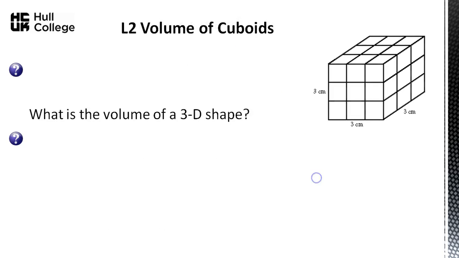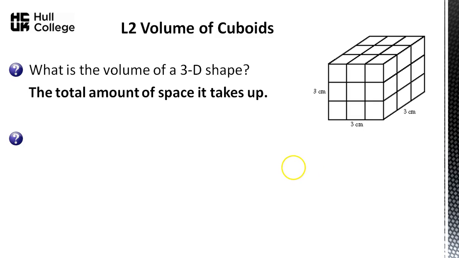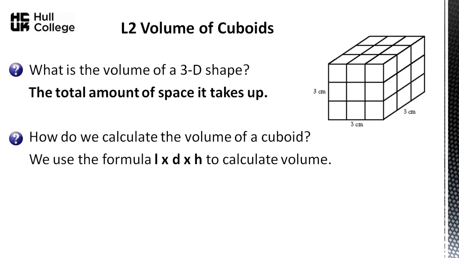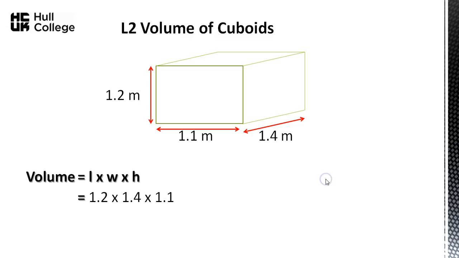Volume of cuboids. What is the volume of a 3D shape? It's the total amount of space it takes up. How do we calculate the volume of a cuboid? We use the formula length times depth times height to calculate volume. Here we have a cuboid. So the volume, length times width times height, 1.2 times 1.4 times 1.1 gives you the answer 1.848 metres cubed. This time, because we've made 3 calculations, we have cubed the measurements.